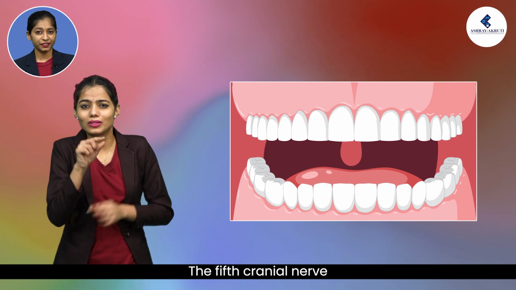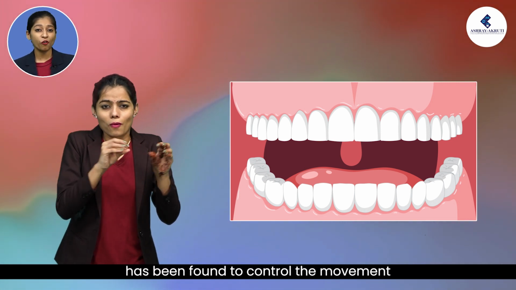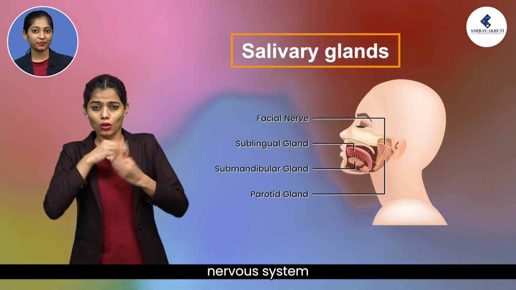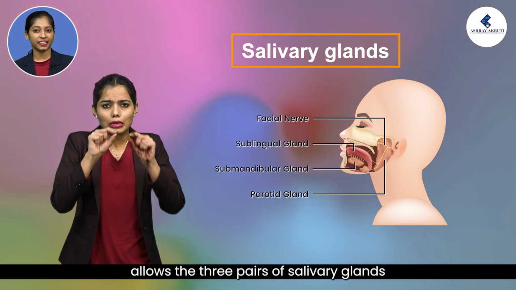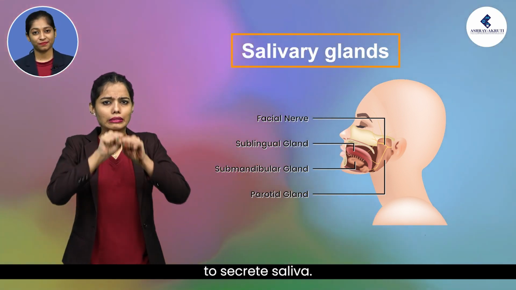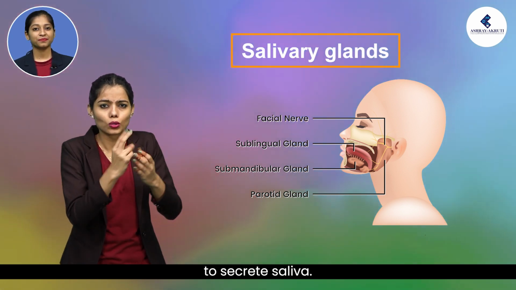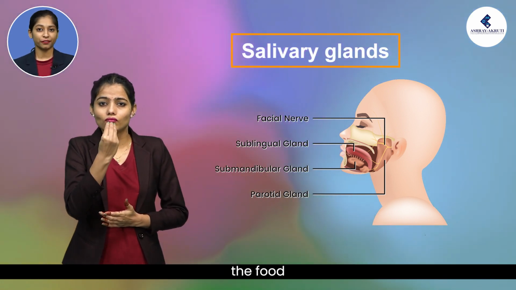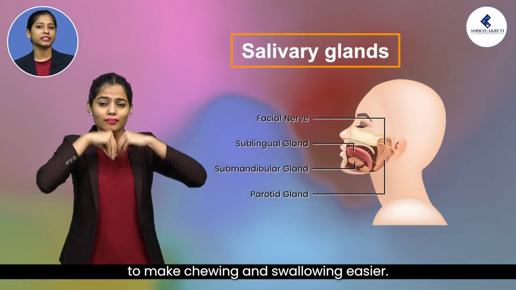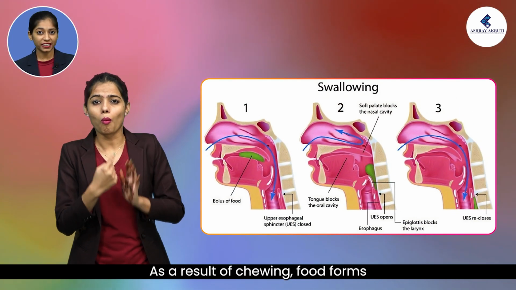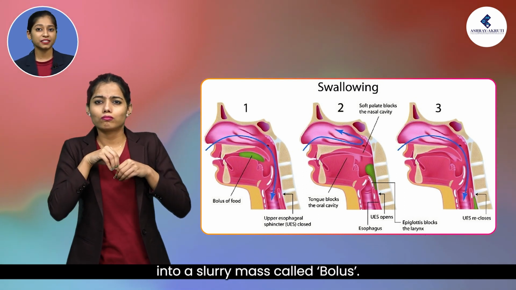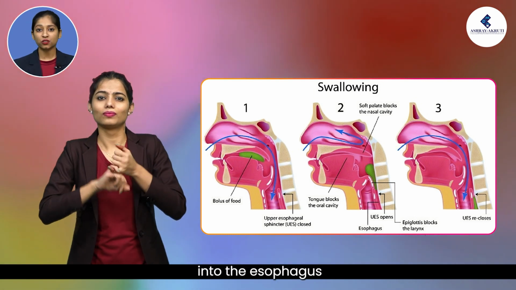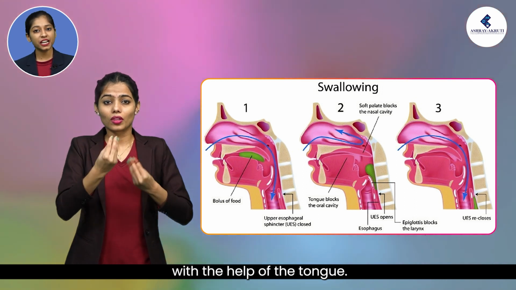The 5th cranial nerve has been found to control the movement of muscles in the jaw. The action of the autonomous nervous system allows the 3 pairs of salivary glands to secrete saliva. This moistens the food to make chewing and swallowing easier. As a result of chewing, food forms into a slurry mass called bolus. The bolus is transported into the esophagus by swallowing with the help of the tongue.